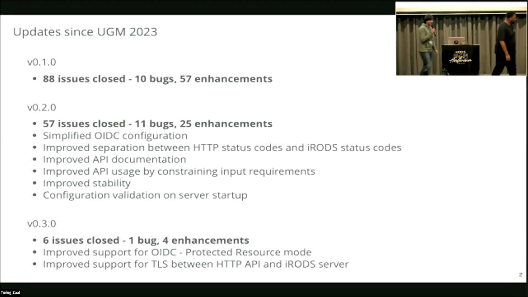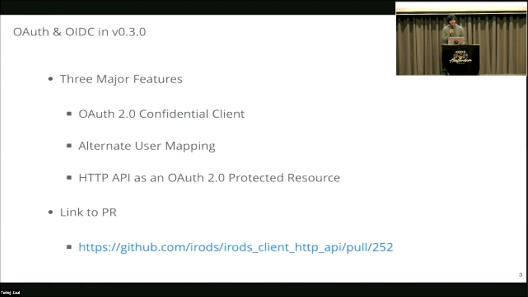All right. So without further ado, let's go straight into all the new items regarding OAuth and OIDC in HTTP API 0.3.0. If I had to sum it up, there are essentially three major features. Two of them are supporting features. One of them, I believe, is the real meat and bones of this change.